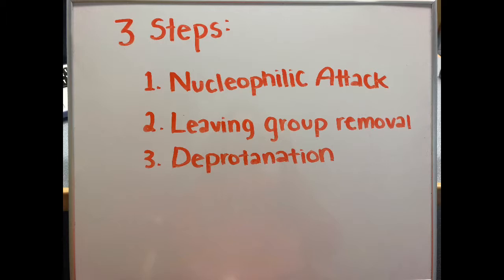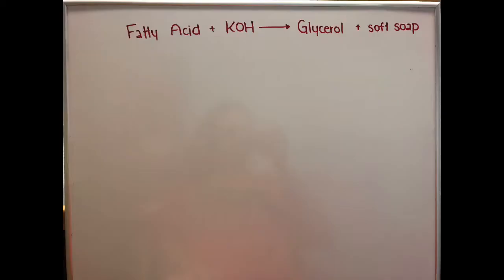There are 3 steps to the saponification mechanism. I'll give you a little bit of an overview right now and we will go over them more in depth later. The first step is a nucleophilic attack that is done by the hydroxide. The next is a leaving group removal, and the third is the deprotonation.